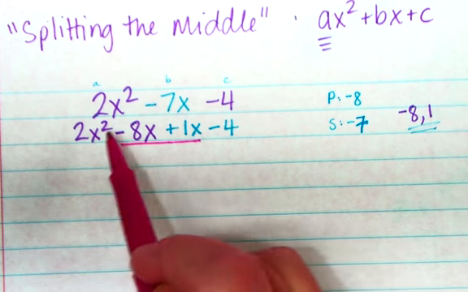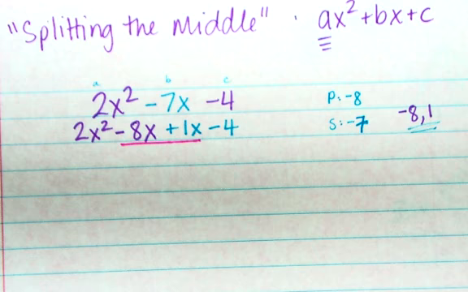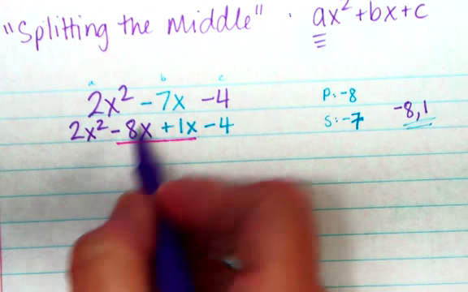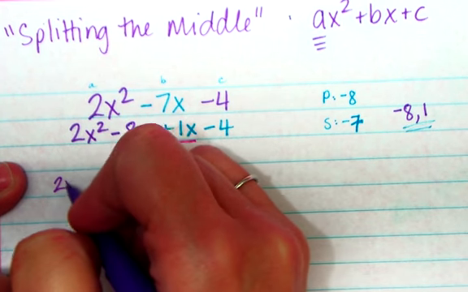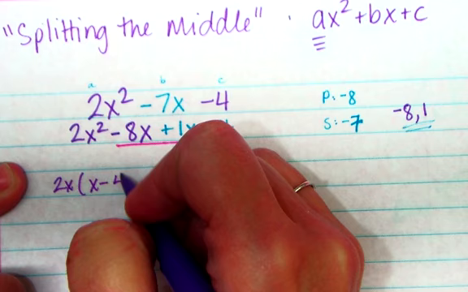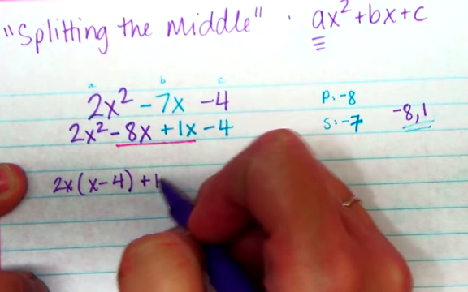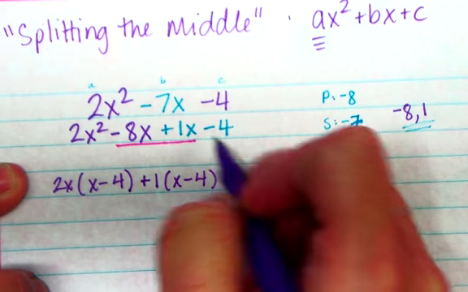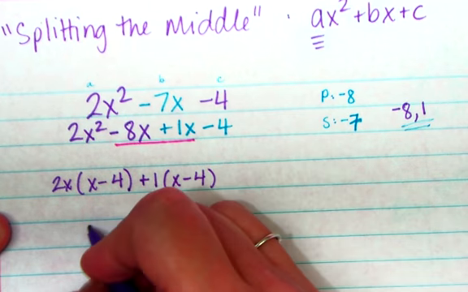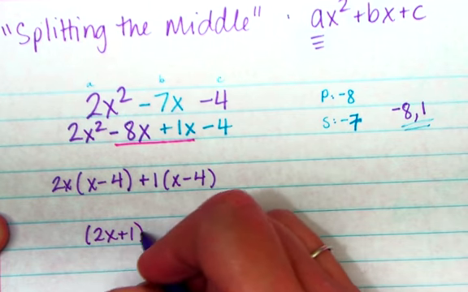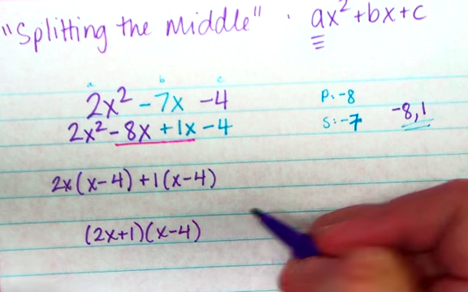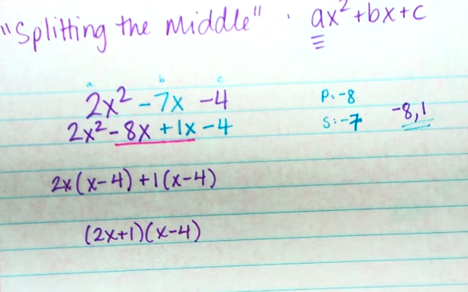Factor by grouping. Okay, so now I'm going to go ahead and factor out the 2x from this first group. So I'll take the 2x and be left with x minus 4 here. And then here they have nothing in common, right? So I'll pull out a plus 1, and they'll have x minus 4 remaining. And so the factored form of that problem is 2x plus 1 times x minus 4. Okay, and that's it. That's how we factor when we have an a term here.